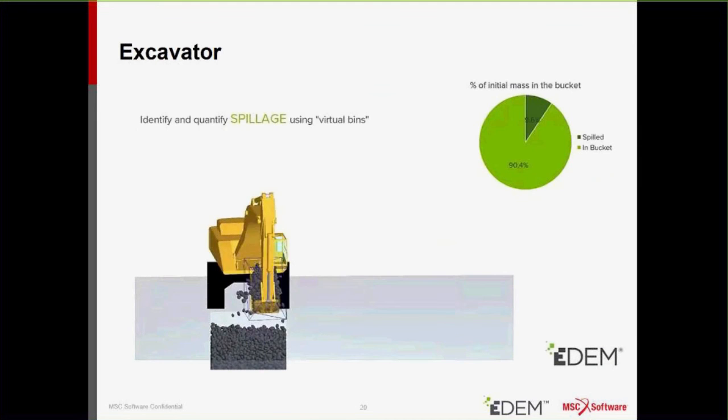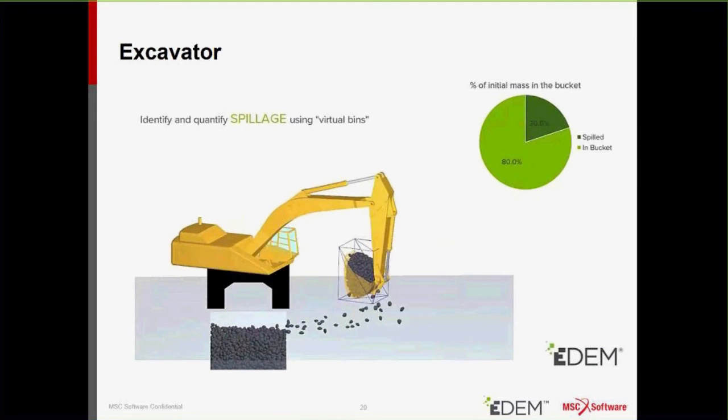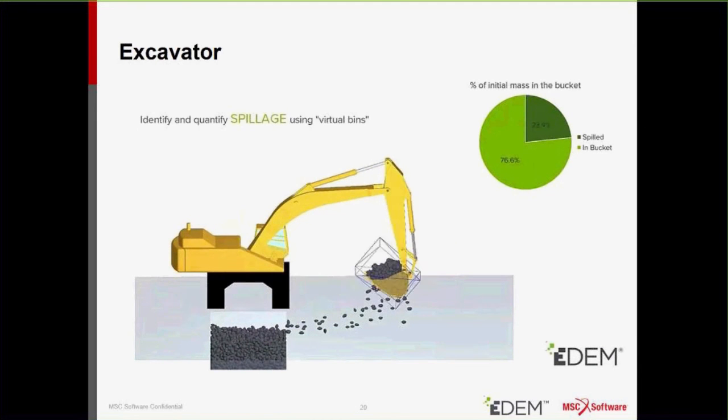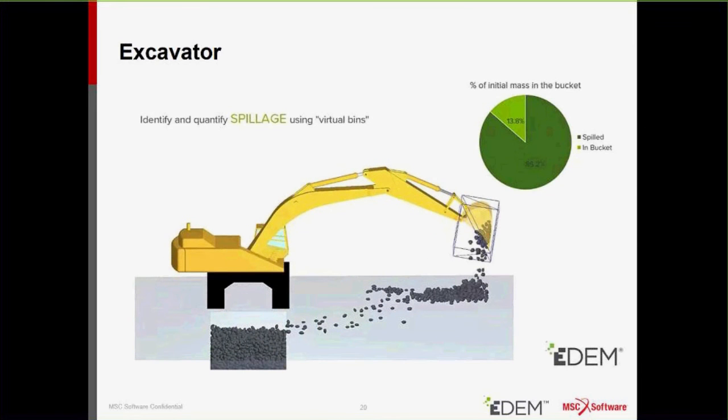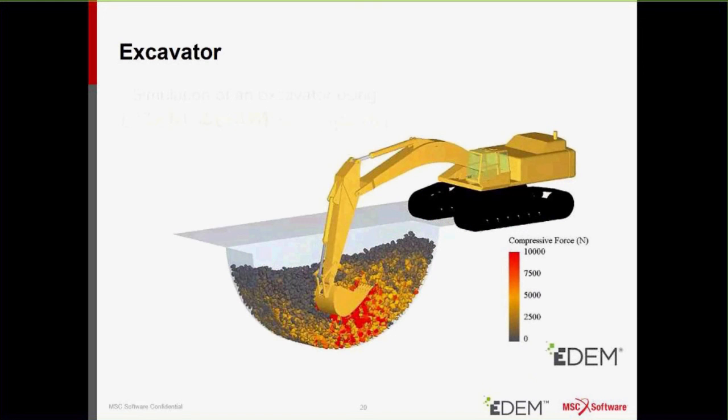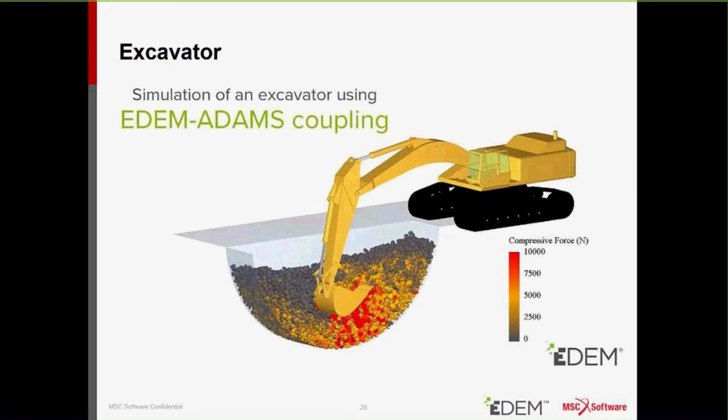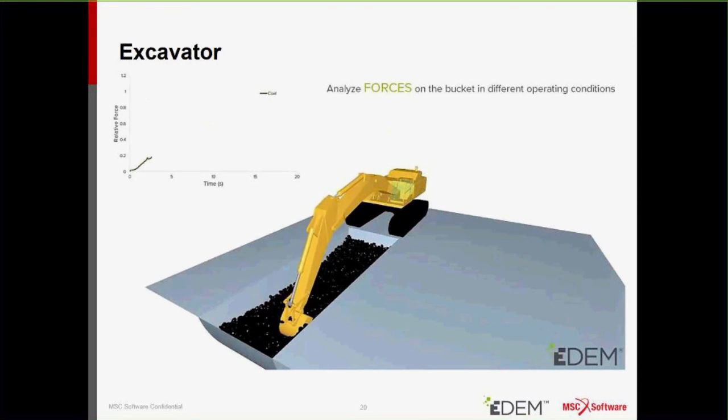With EDEM, we're also able to investigate how much material is retained in the bucket during the digging process. The spillage is identified as a change in mass in the bucket during the rotation of the boom arm, and then the discharge rate is captured during the unloading phase. I'll just let this video play through one more time so you can take a look at what's taking place.